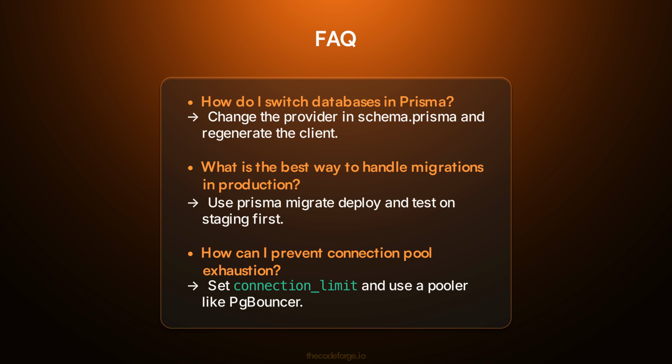What is the best way to handle migrations in production? Use Prisma Migrate Deploy and test on staging first. How can I prevent connection pool exhaustion? Set connection limit and use a pooler like PgBouncer.